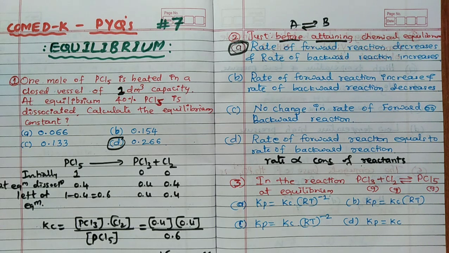Very important, remember, just before attaining the chemical equilibrium, the rate of forward reaction decreases and the rate of backward reaction increases.